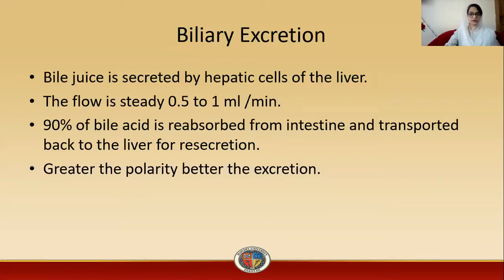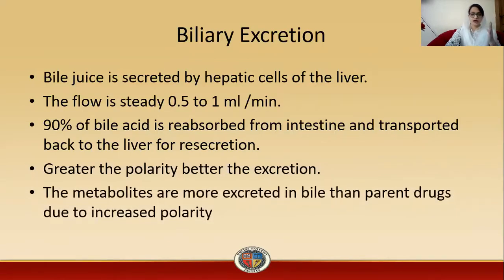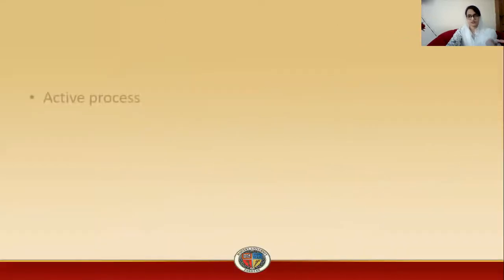So the greater the polarity, the better the drug will be excreted from the body. Then, the metabolites are more excreted in bile than parent drugs due to increased polarity. As you know, the process of metabolism is to detoxify the drug or to convert the active drug, the parent drug, into a more solubilized form. So what happens when the drug is converted into a more solubilized form? It gets polarized. So the polar metabolites are more excreted in bile than the parent drug. This is the process by which this excretion takes place.